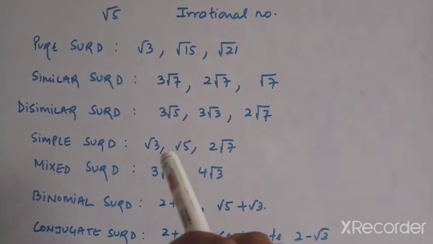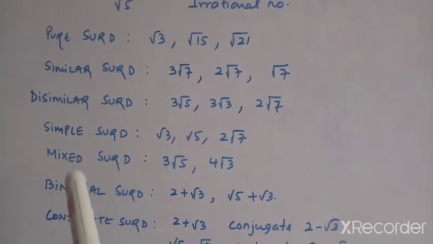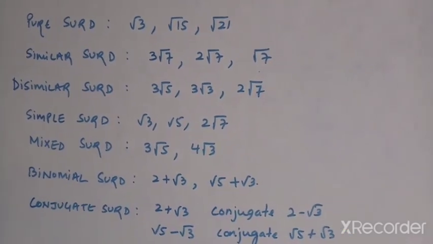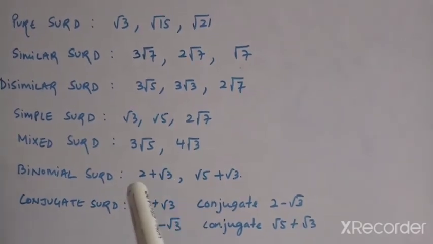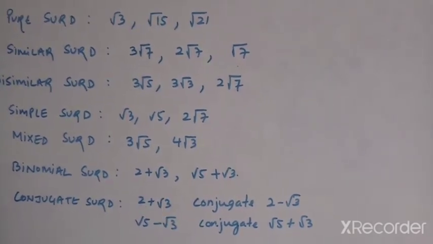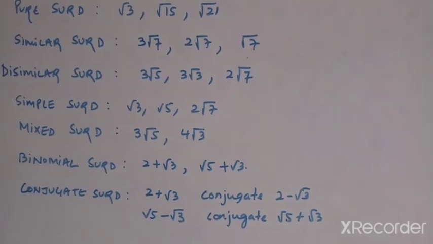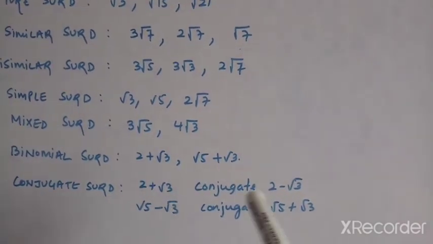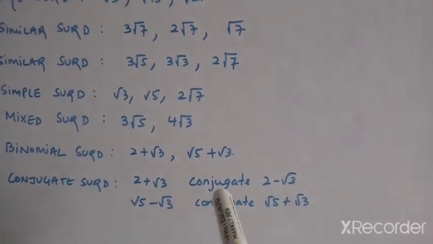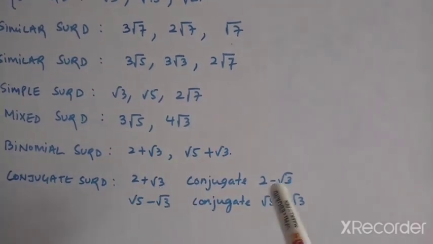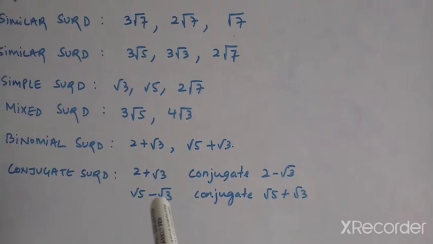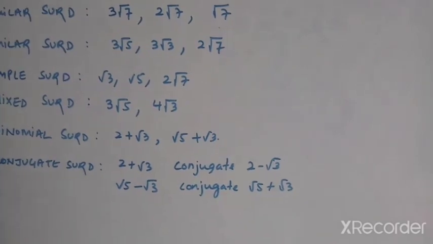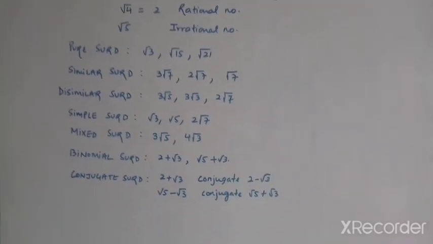And simple surds are these, the examples of simple surds. Mixed surd: here you have both a rational and an irrational number. Binomial surd means there are two terms connected by either a plus or minus sign. Now conjugate. The conjugate of this binomial surd is 2 minus root 3. So in a conjugate, the connecting sign will change. If this is plus, it will be minus. And here this is minus, so its conjugate will be root 5 plus root 3.